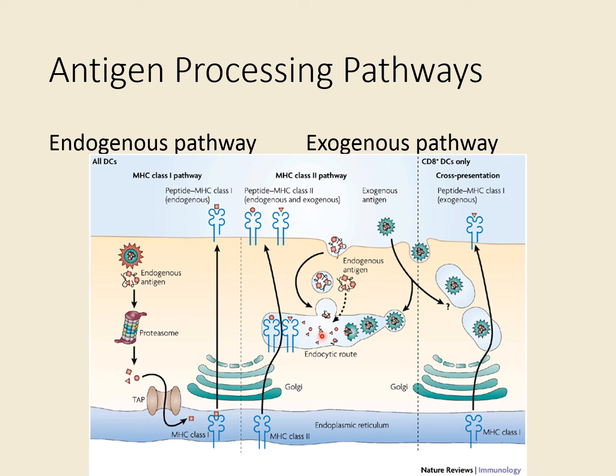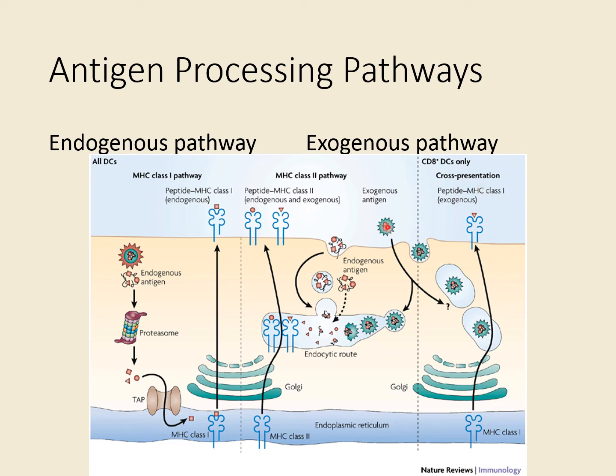These peptides are then loaded onto MHC class 2 molecules, and this loaded MHC class 2 molecule is displayed on the surface of the antigen presenting cell. In some cases, the antigen is exogenous in nature, but it is presented by class 1 molecule. This is called cross presentation.